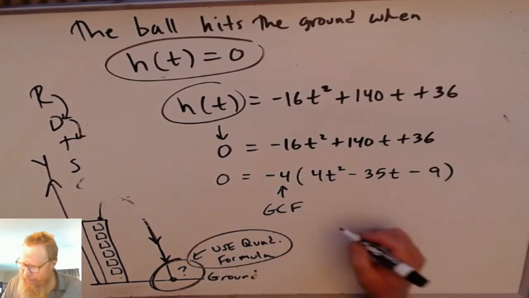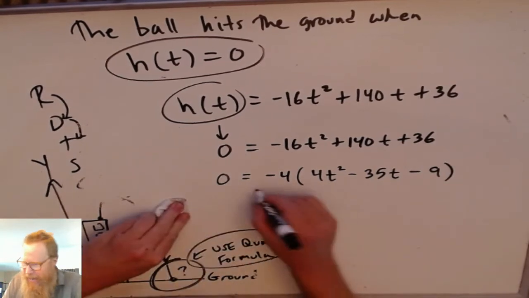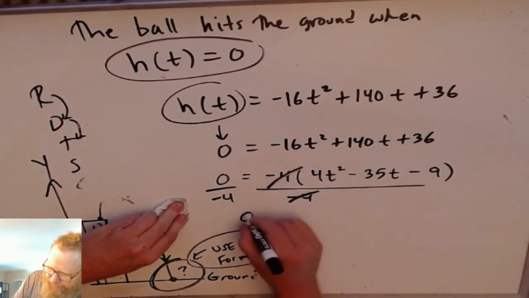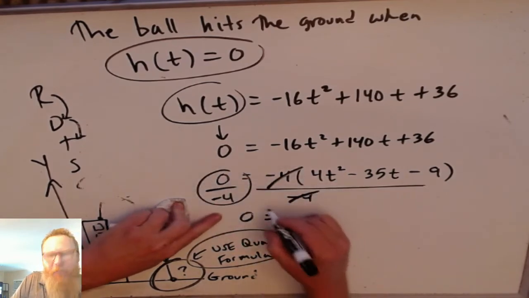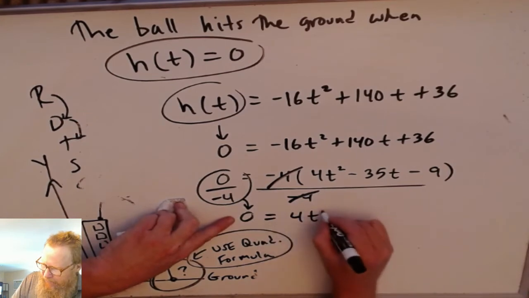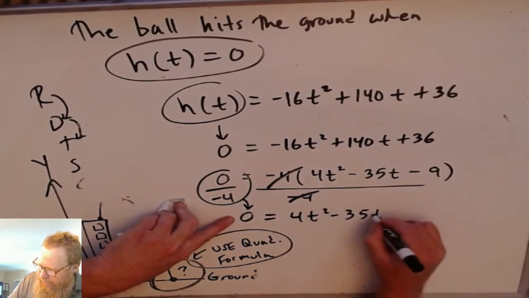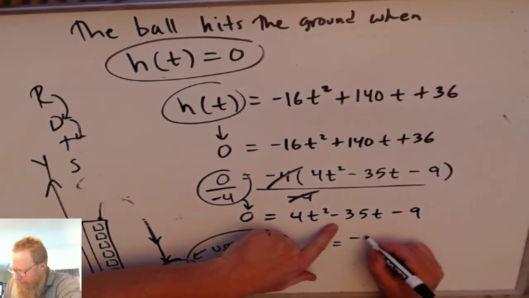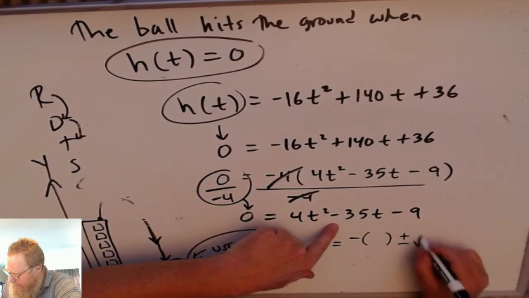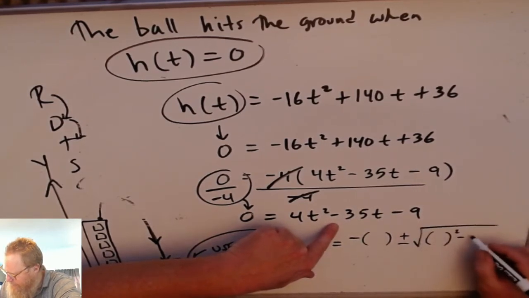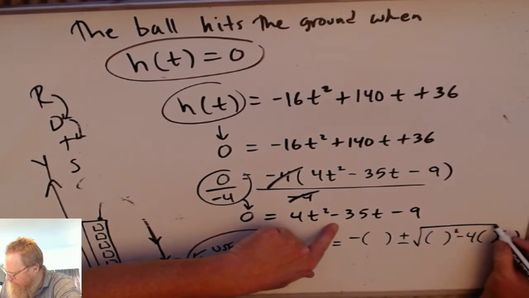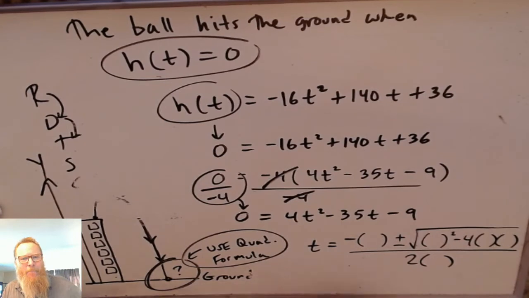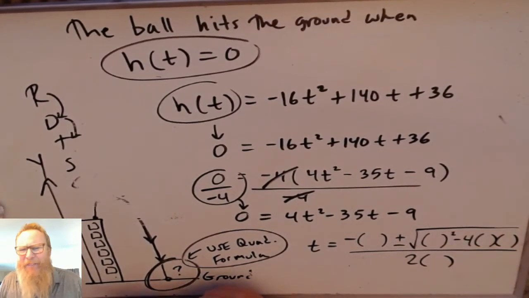Just set it equal to 0. What I'm going to do is divide both sides by -4 first. 0 divided by -4 just becomes 0. And I'm going to use the quadratic formula. So negative blank plus or minus the square root of blank squared minus 4 blank blank all over 2 blank. Have I mentioned this before? I feel like I have.